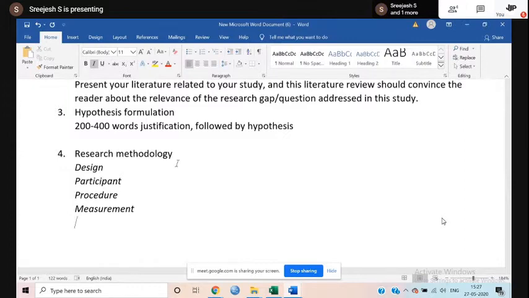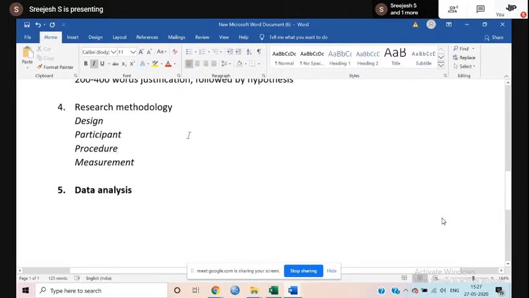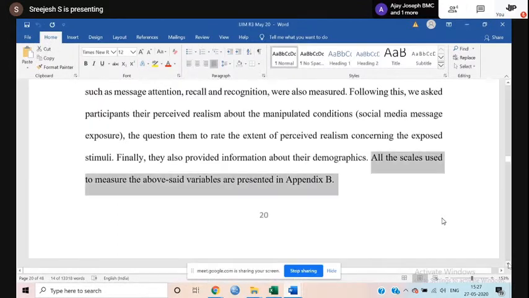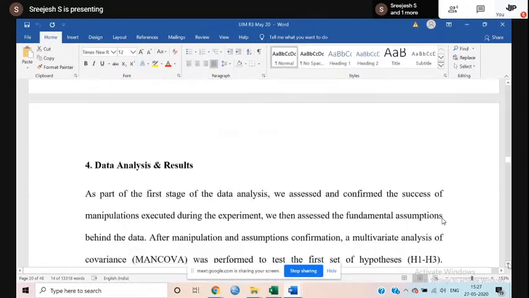And followed by that, you can present your data analysis. It will be a main section, not a subsection. Section 5 generally will be data analysis. So you can see data analysis and results.